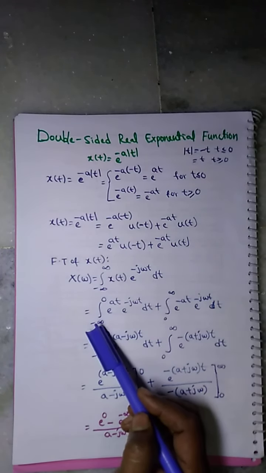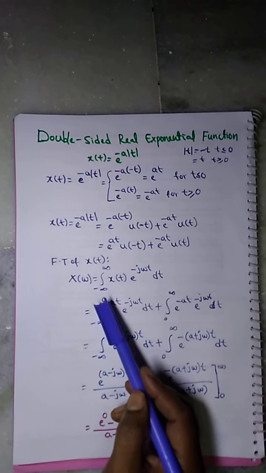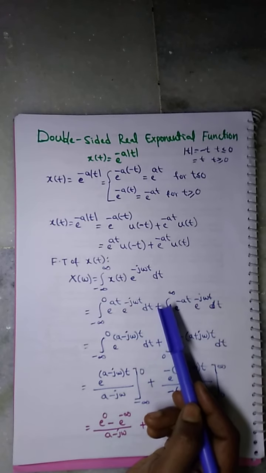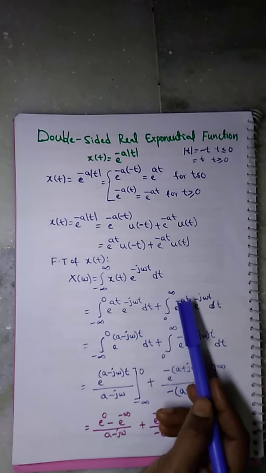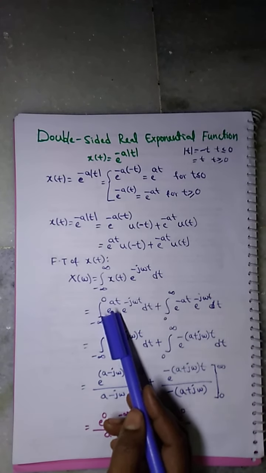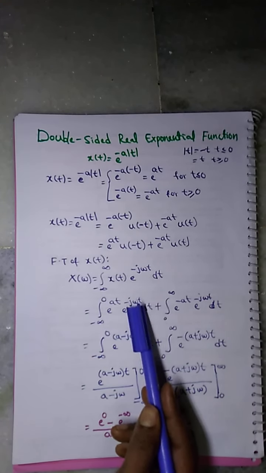So it can be written as the integral from minus infinity to 0 of e^(at) e^(-jωt) dt plus the integral from 0 to infinity of e^(-at) e^(-jωt) dt. So we combine these two exponentials, t is common.